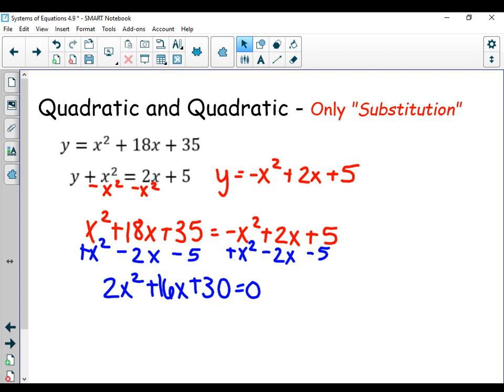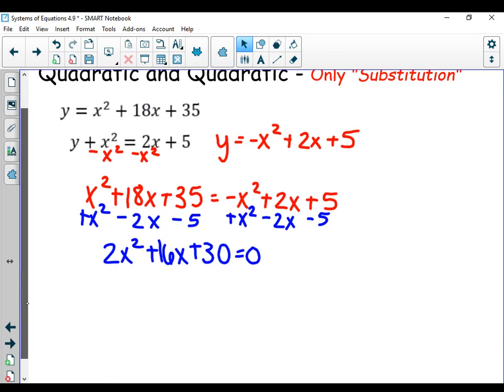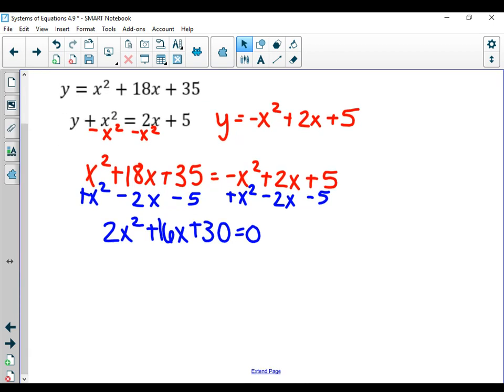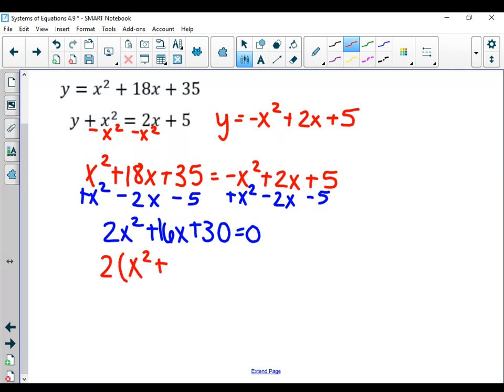But if you notice, they're all divisible by what? 2. So what if I divided by 2 and factored out a 2 from everything? Now, inside the parentheses, do I have a leading coefficient of 1? Yeah. So now I can do the shortcut inside the parentheses.